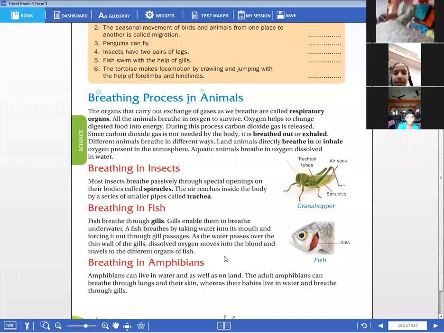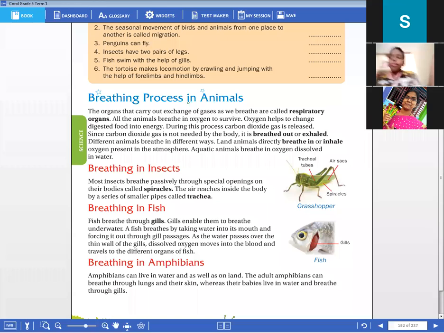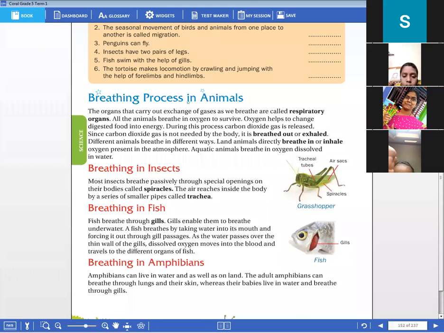Spiracles. Amreen, sit properly. Vasuki, turn on your video. Vasuki, Shravani, the remaining students, please turn on your videos. Sandeep, Bhavna, Deepika, Pavan Kumar, Mahesh, Simha, please turn on your videos.